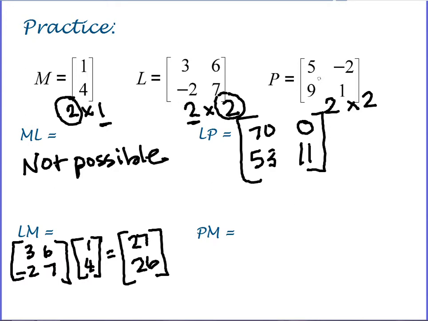Can I multiply P times M? You bet we can. Let's take first row, first column. 5 and negative 8 gives me negative 3. Second row, first column is going to give me 9 plus 4 gives me 13. And I don't have any other columns in my second matrix, so I'm done.